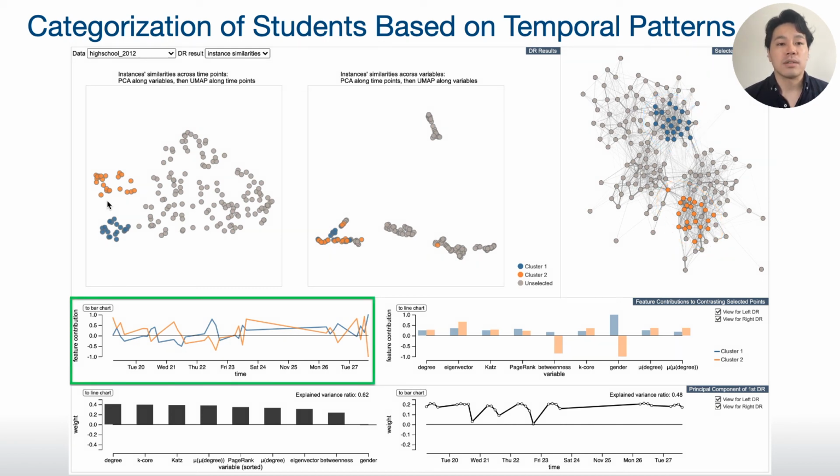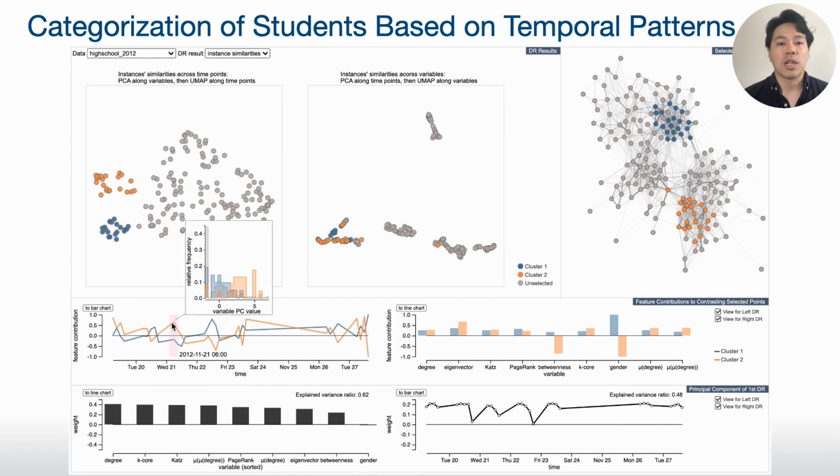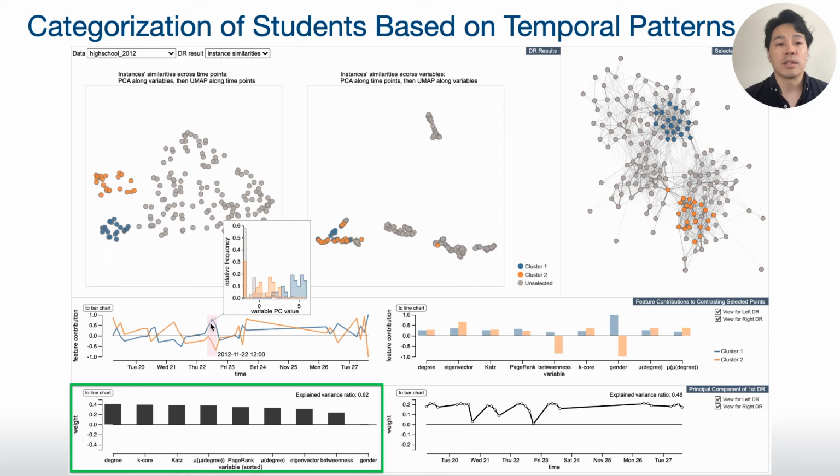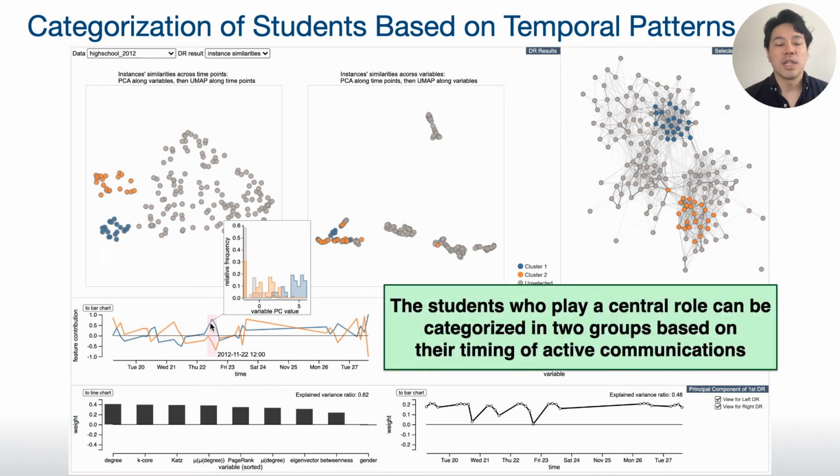We can also see that the two clusters have different patterns of feature contributions across time. By looking at the histograms at each time point, we can see that they have high feature values at different time periods. Also, from the weight vector, we notice that the feature values represent the network centralities, but not gender. From these observations, the students who play a central role can be further categorized into two different groups, which have active communications at different time periods.